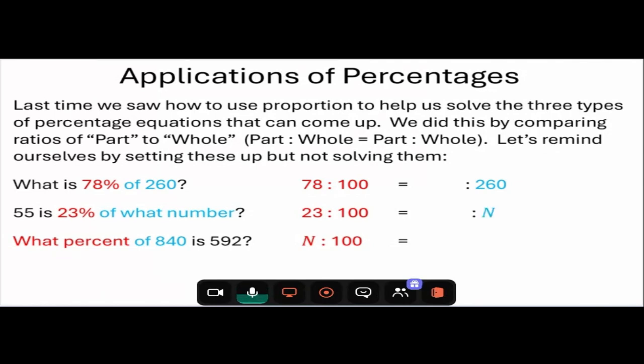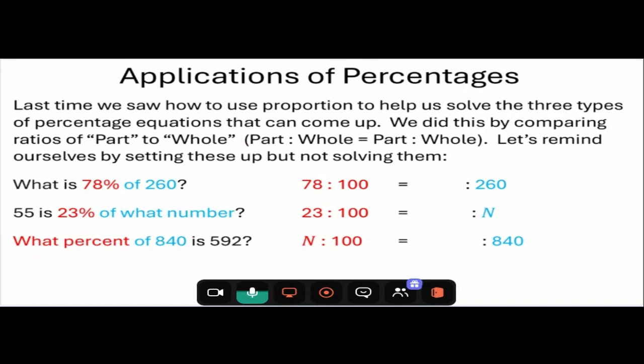And then in this one, 23% of what number? 55 is 23% of what total? N is the total, the unknown number, N. What percent of 840 is this other number here, 592? 840 is the total, the whole. And now we're looking for the part.